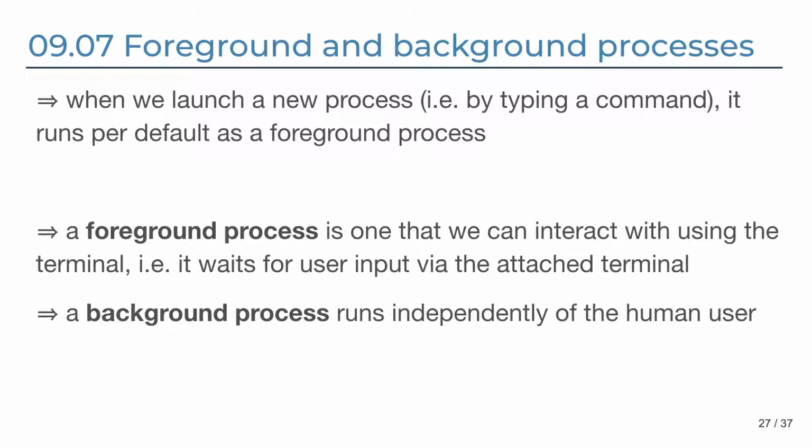We have a foreground process, which is the currently running process, and that's the one we can interact with via the terminal. And we can have a bunch of background processes which are just running in the background but don't require us to issue input or confirm their actions in some way.